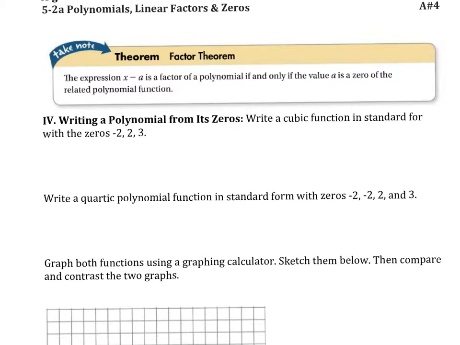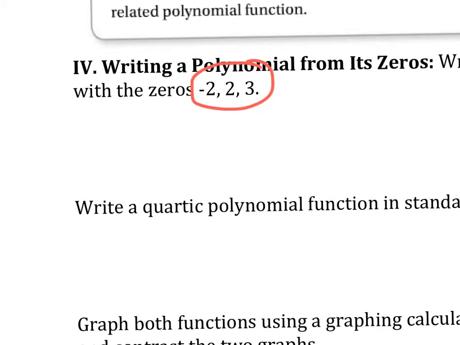So this job here says we are going to write a cubic function in standard form. I forgot an m there, so please update that. And it has the zeros -2, 2, and 3. So I have the answers. I'm looking for the question.